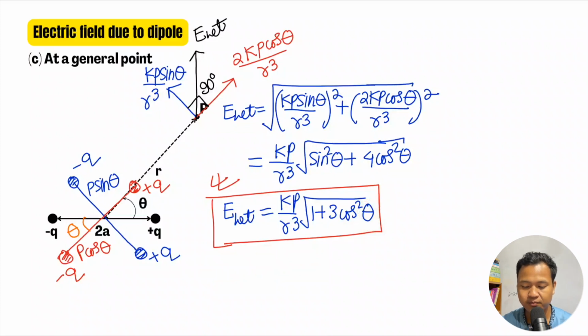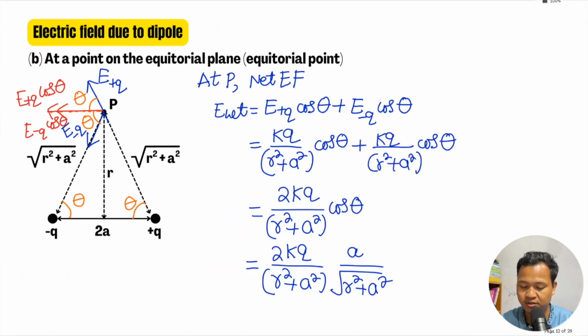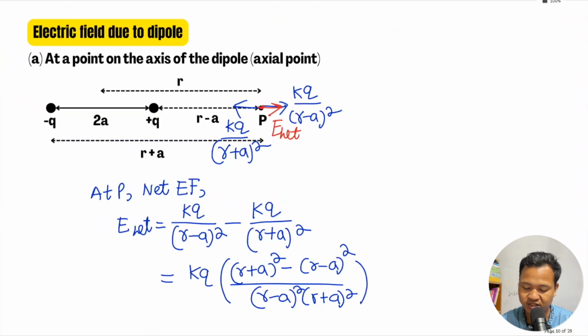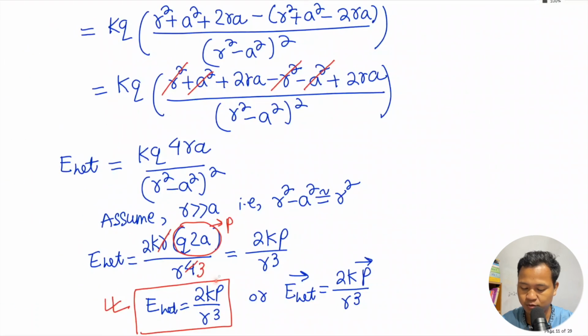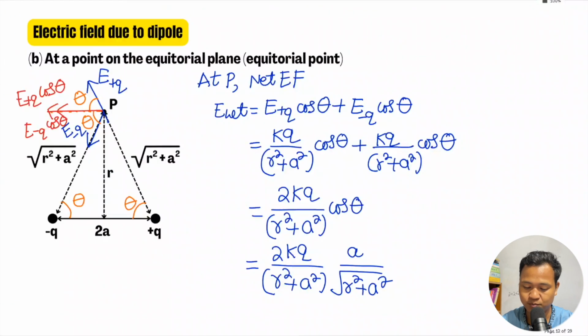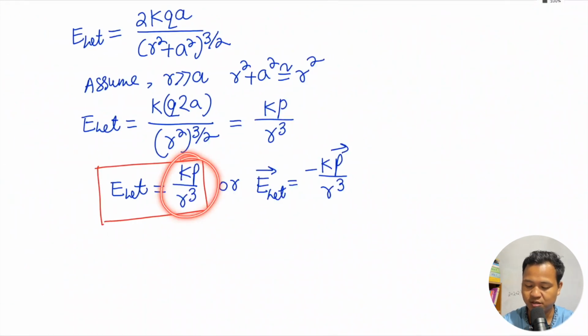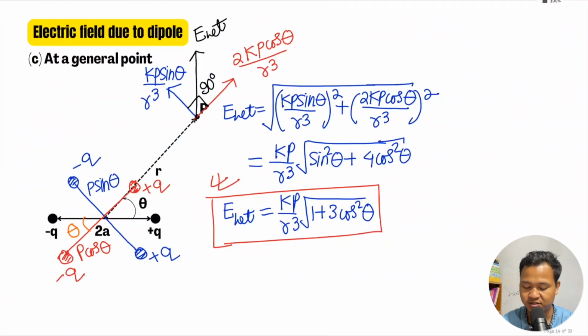Okay, for the electric field due to a dipole, the final value is what matters. Derivation is asked in board exams, but for competitive exams the final answer is important. So at an axial point it is 2kp by r cube, at an equatorial point it is kp by r cube, and at a general point it is kp by r cube root over 1 plus 3 cos square theta.